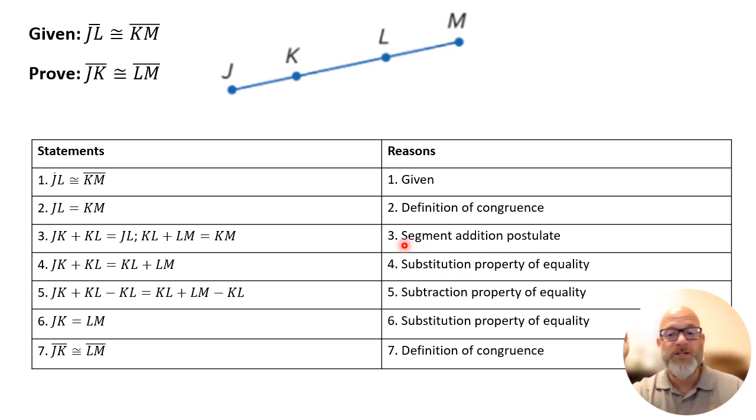Then, after the segment addition postulate, you're often going to use the substitution property of equality. It's right here. JK plus KL equals KL plus LM. Some people see substitution easily. Some have to work at it. What do you think? Can you look at steps 2, 3, and 4? Ponder it for a second, would you?